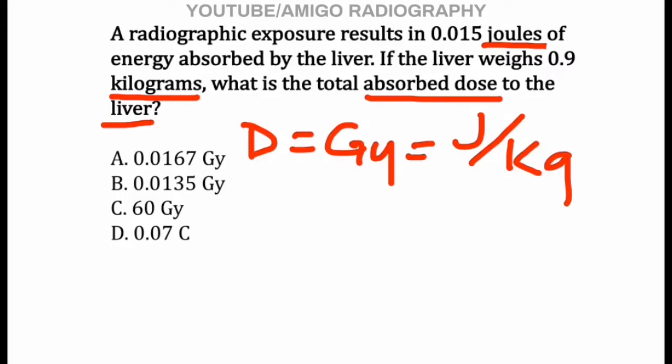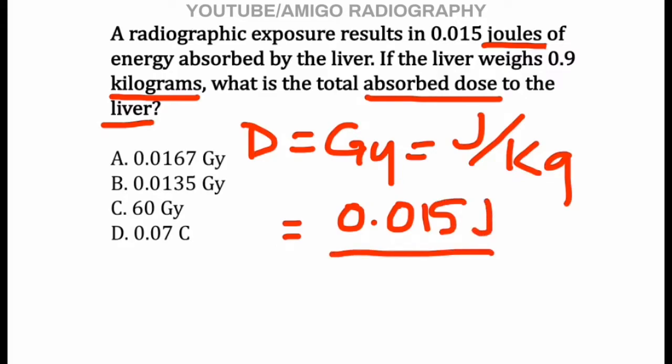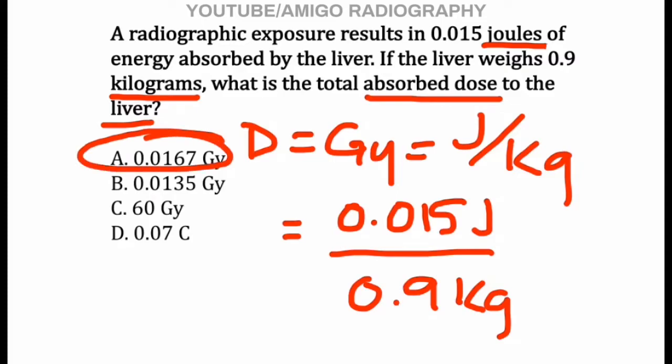So now it's just a matter of plugging in the numbers. Our absorbed dose then is equal to 0.015 joules of energy divided by the weight of the liver, which is 0.9 kilograms, and that's going to equal one of our answers, which is actually A, 0.0167 gray.